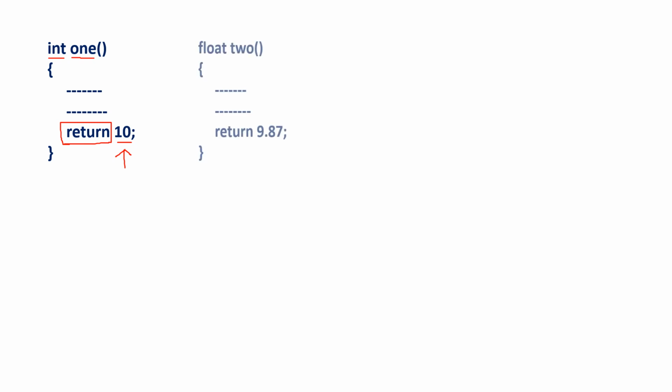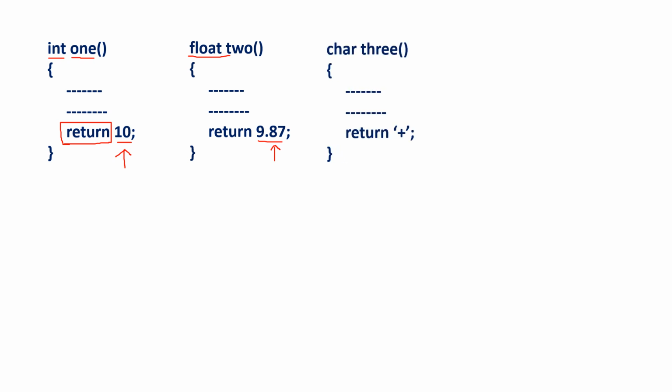Now if we take another example, float two. Two is the function name and float is the return type. That means at the end of the float function it must return a floating point value. Now observe here, it is returning a floating point value. Coming to the third example, char three. Three is the function name. Its return type is char. That means at the end of the three function it must return a character value. That's why it is returning a character value.